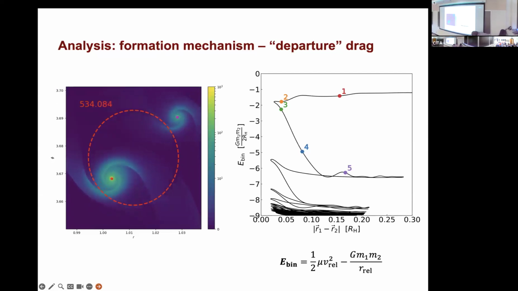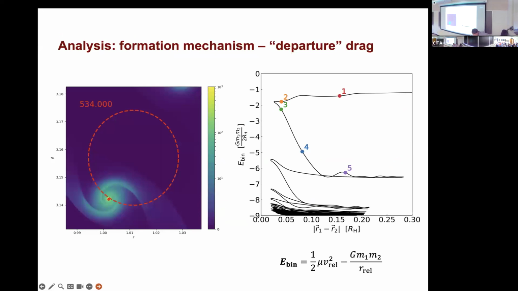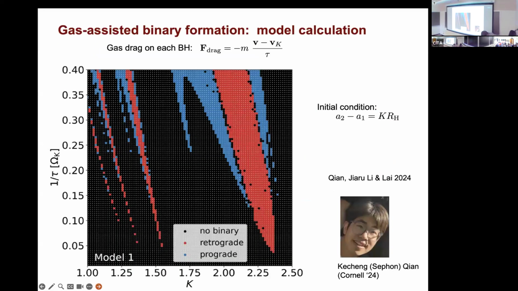The outcome of this obviously depends on the gas density. It also depends on the separation, this K parameter. This parameter, A2 minus A1, and K is the separation in units of kiloradius. And it also depends a bit on the phase. So it's a probabilistic event.